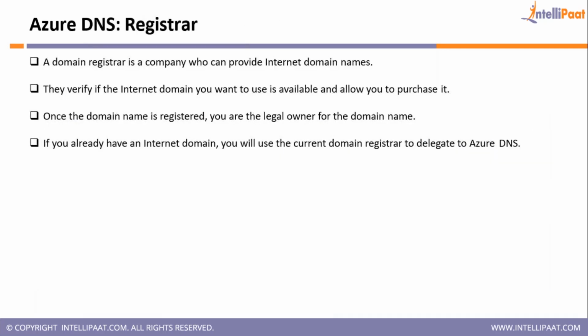So what is a registrar? A domain registrar is a company who can provide internet domain names. They verify if the internet domain you want to use is available and allow you to purchase it, which is obvious. Once the domain name is registered, you are the legal owner of the domain for the specified time you have purchased it for. And if you already have an internet domain, you will use the current domain registrar to delegate to Azure DNS, which I showed you, where you can start pointing it to the name servers of Azure.